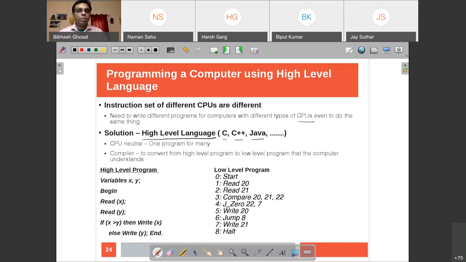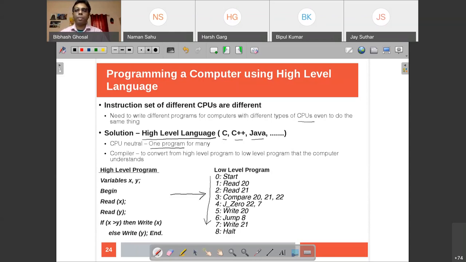You are writing one program, okay? And that will work for all CPUs. You don't worry about that. But something that should be kept in mind is that ultimately, the program has to be in this particular form. Whatever program you write, you may write it in your own comfortable language, independent of CPU, but ultimately it has to be written in this particular form.